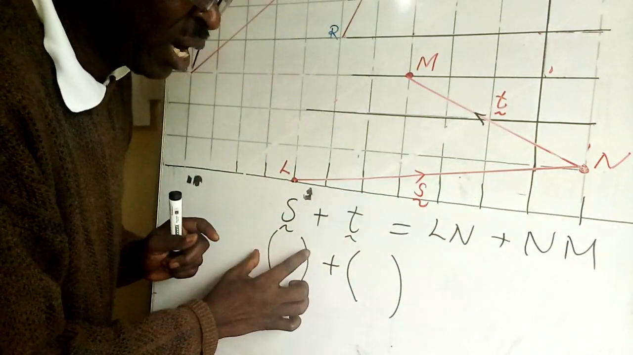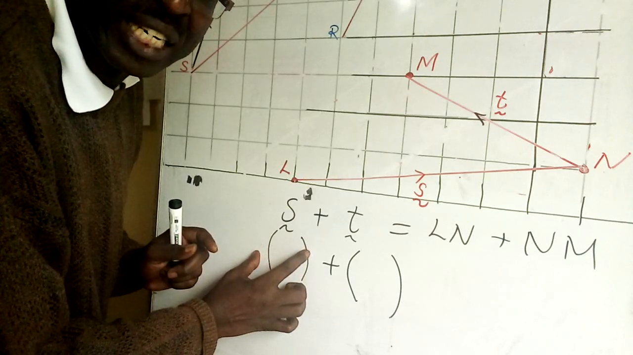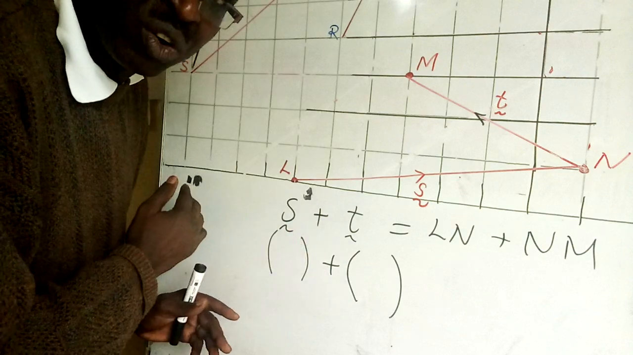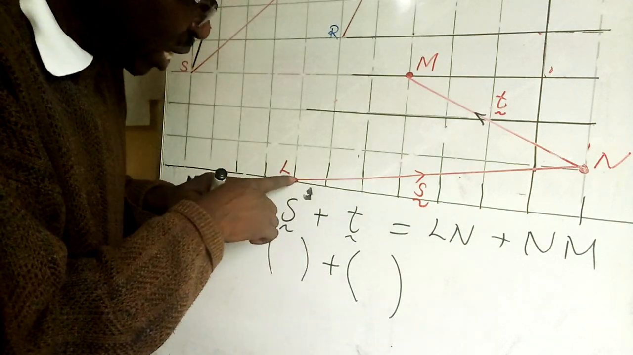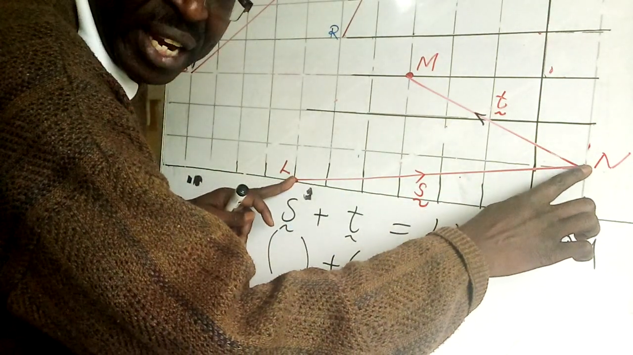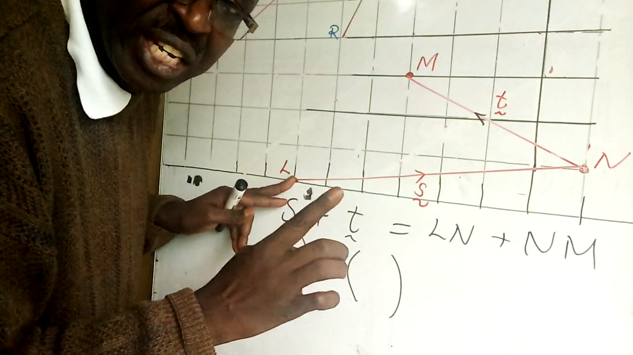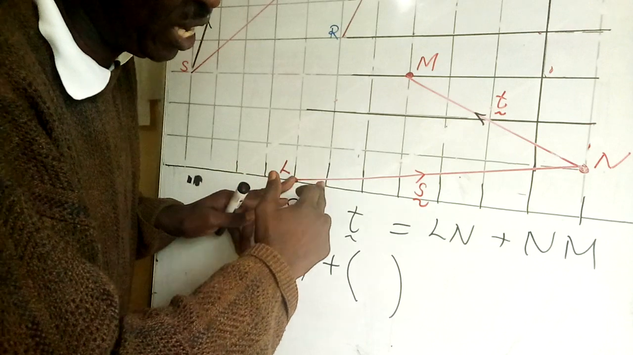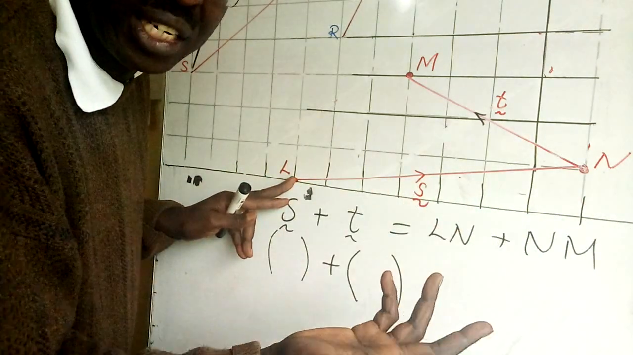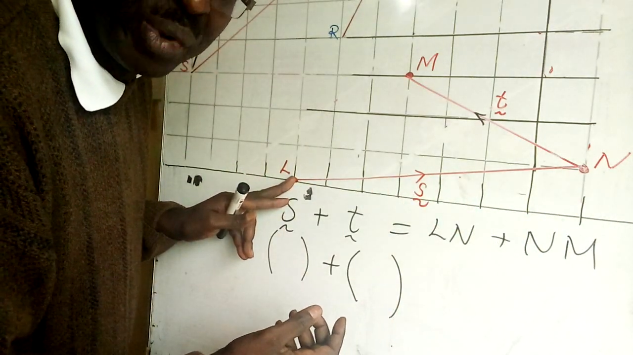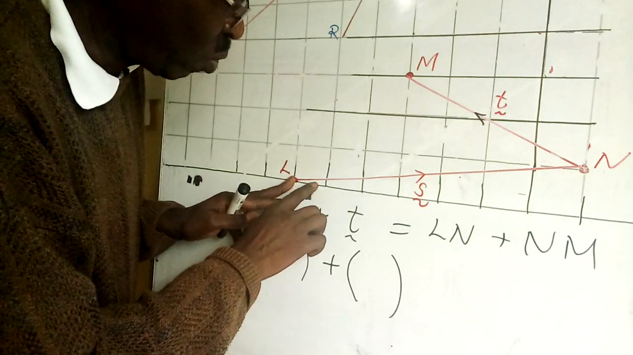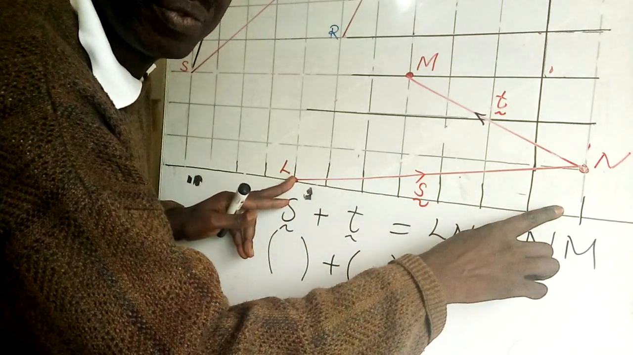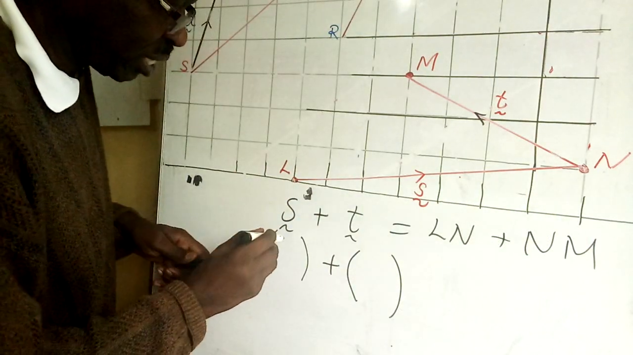You draw a bracket. In this bracket, we choose left or right. So when I'm at L and I want to go to N, the first choice I'm given is left or right. Now you can see definitely I have to move to the right. Right is positive. Then by how many steps? 1, 2, 3, 4, 5, 6, 7. So those are 7 steps.